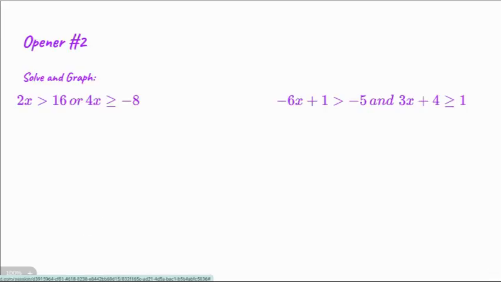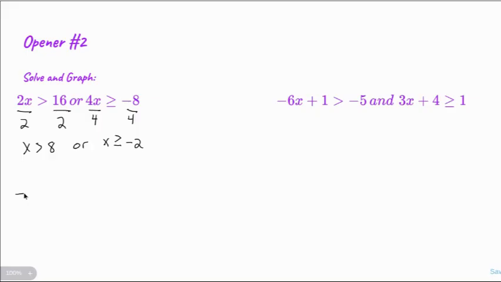So that Freudian slip earlier leads us to say, hey, what are we doing? We're going to be doing inequalities today. So let's review some compound inequalities. Here's an or. We're going to divide by 2. We got x is greater than 8. Or, and this we'll just divide by 4, we got x is greater than or equal to negative 2.